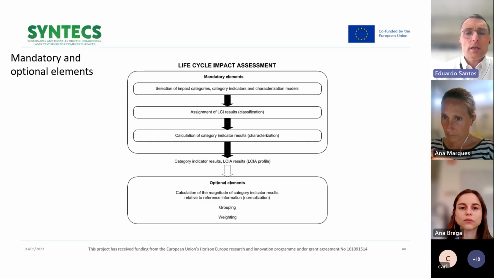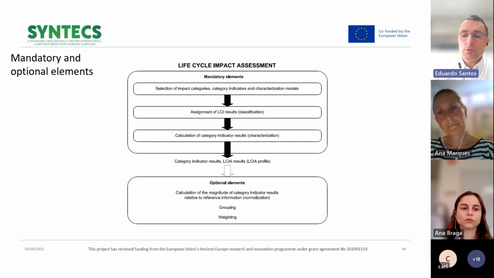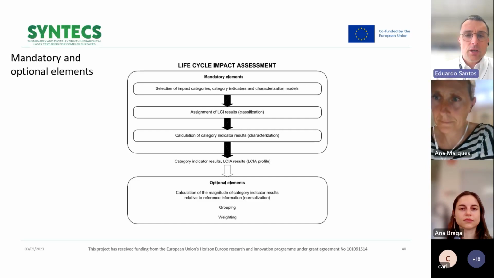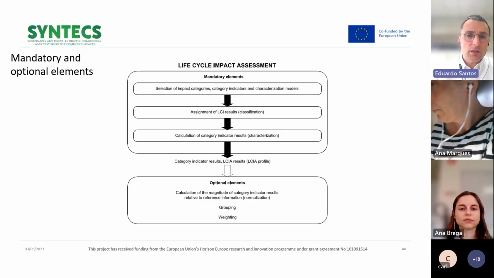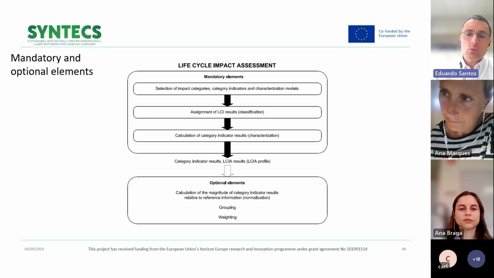So from the inventory, we have information about how much energy we are spending, how much materials and what type of materials we are using to produce a given product, how many kilometers we are using to distribute the given product, and what type of truck or fuel we are using, etc. The question now is how do we transform these into environmental impact? So first, we have to select the impact categories, so the indicators and the characterization model. So we have to transform that information, which is physical information, into something that can be classified as a physical impact. So we assign this to LCA results.